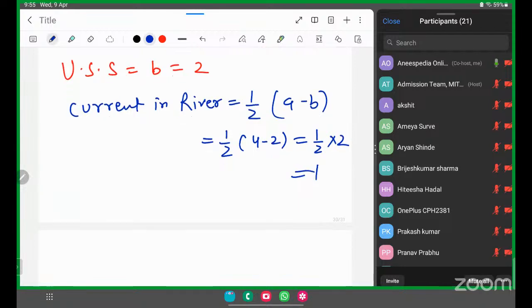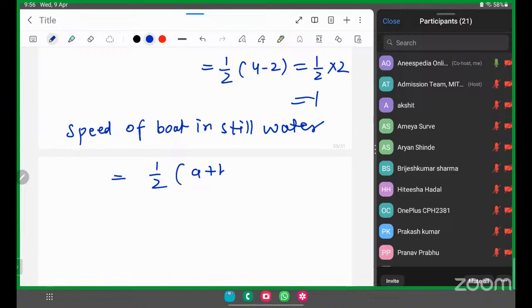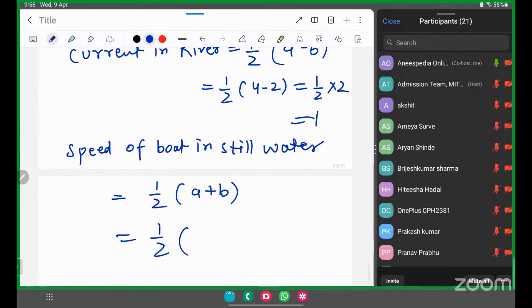And if you want to know the speed of boat in still water in the same question, in that case, this will be half of A plus B. So this will be half of A is how much? A is 4 unit.